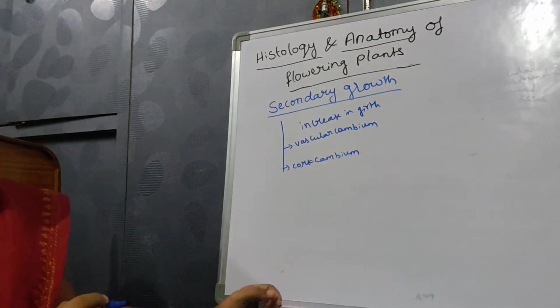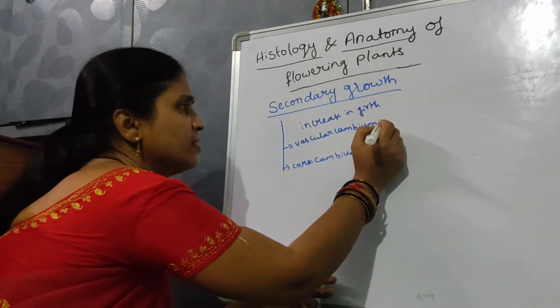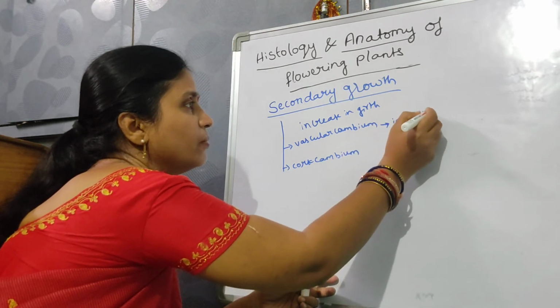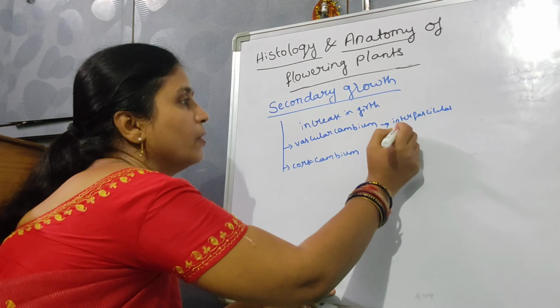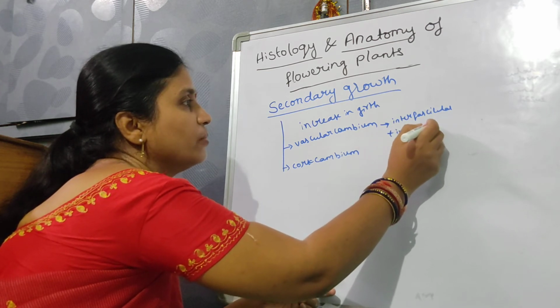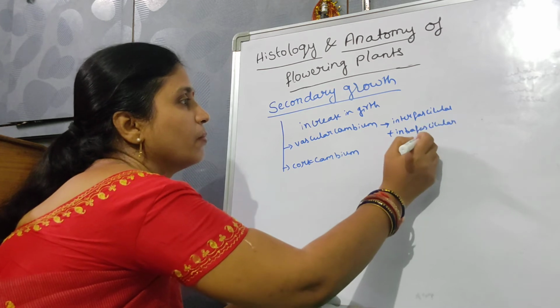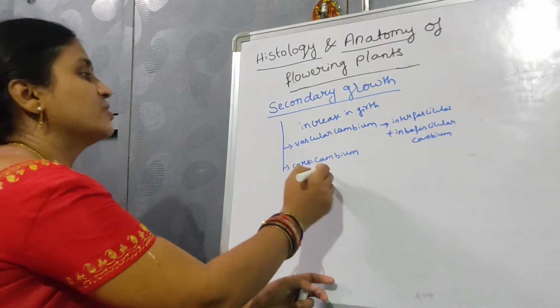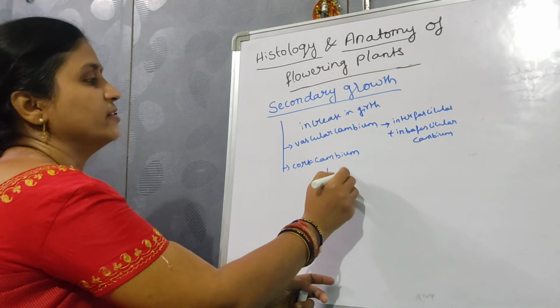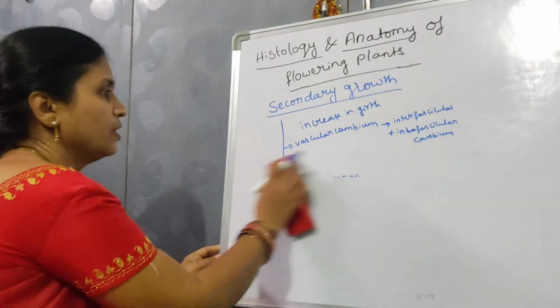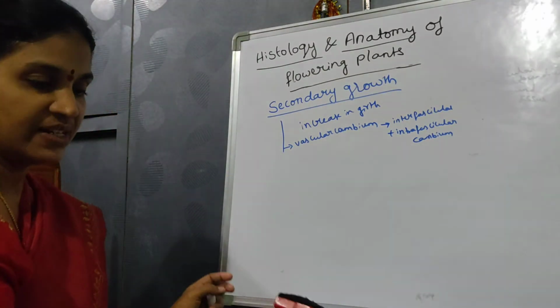Vascular cambium and cork cambium. So vascular cambium is nothing but interfascicular cambium plus intrafascicular cambium, which will be forming into vascular cambium. Whereas cork cambium is present in the cortex region. Okay, so first we will study about the vascular cambium.